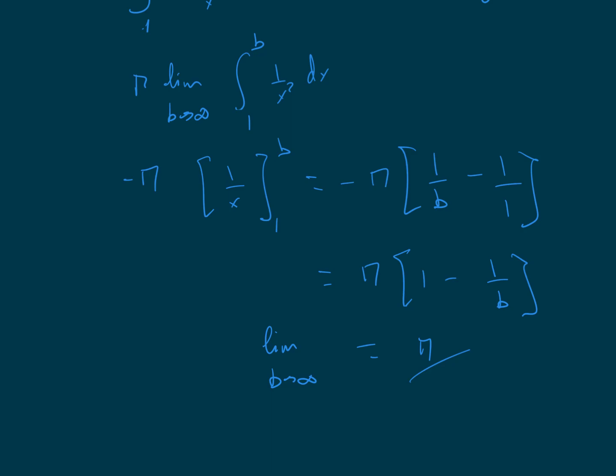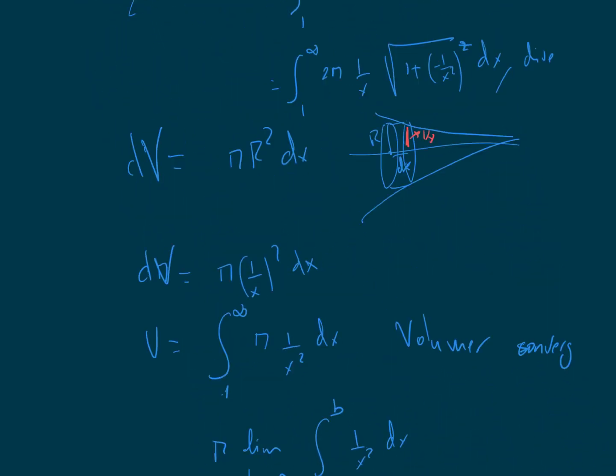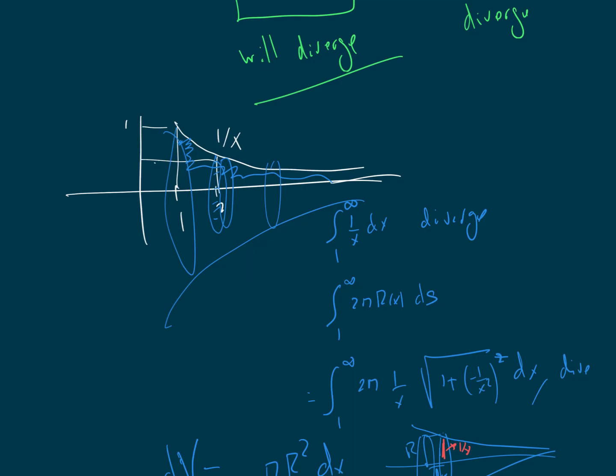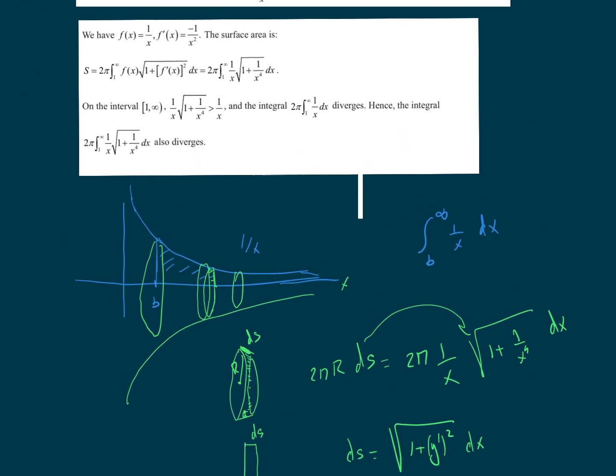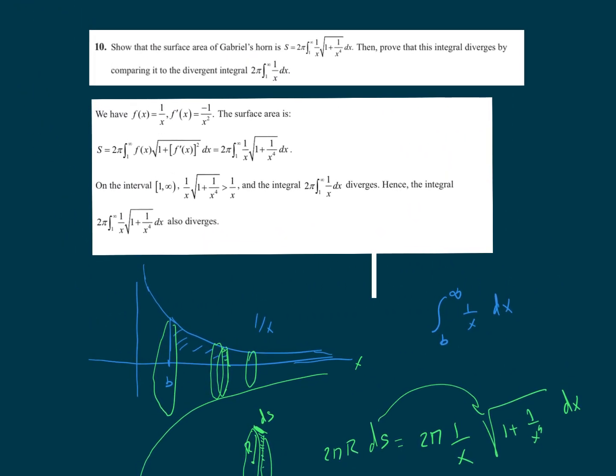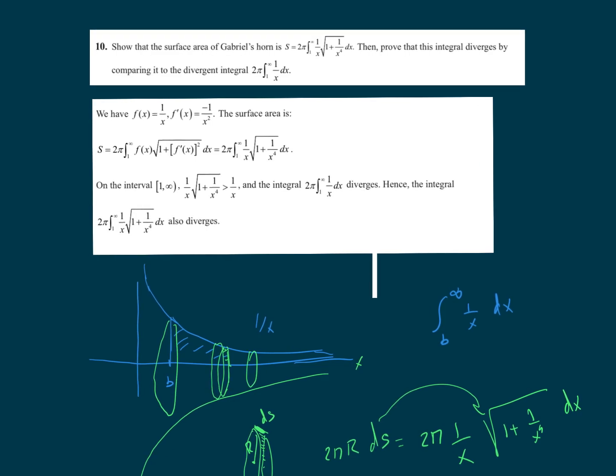The surface area is infinite. And this area that is under the curve is also infinite. And these are the results for this surface, for this function. It's called Gabriel's Horn. Okay, that's all.